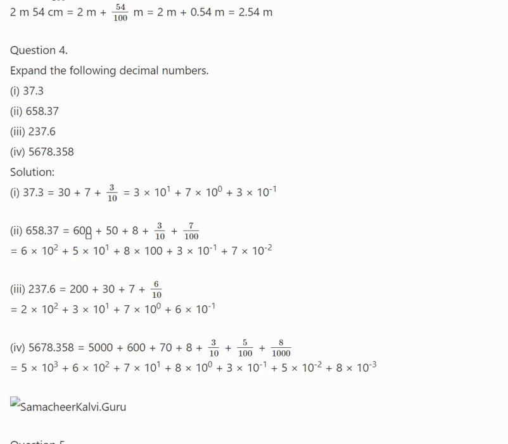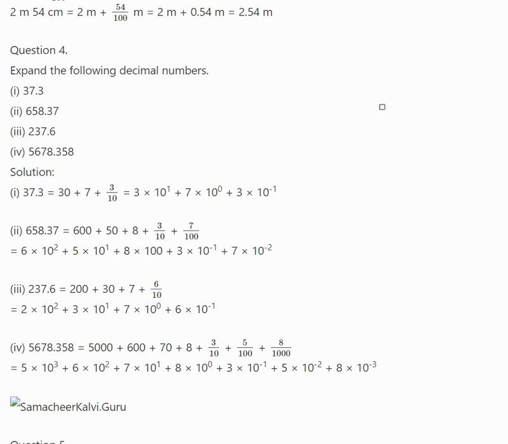Second one, 658.37. Okay, 600 plus 50 plus 8 plus, in the tenths place we have 3, so 3 by 10, plus 7 by 100. So as usual, see here we have to keep a decimal. 600 is 6 into 100. 100 we can write as 10 to the power 2, plus 50, that is 5 into 10 to the power 1. The power should decrease as we go. 100s is 10 power 2, 10s is 10 power 1. 8 is the ones digit, so 10 power 0 we have to put, otherwise you can leave it. Then what will happen here?